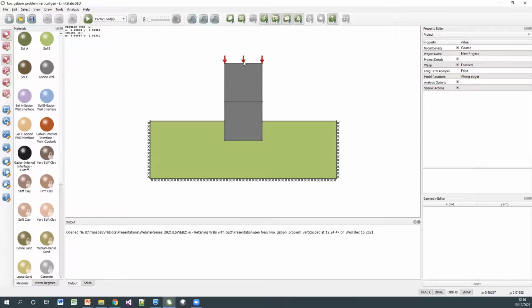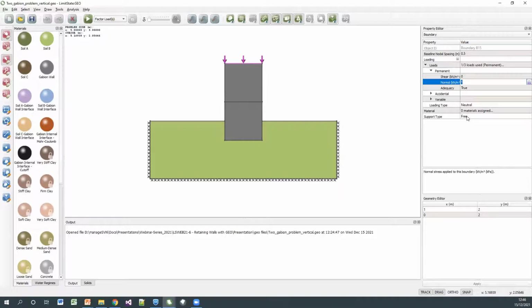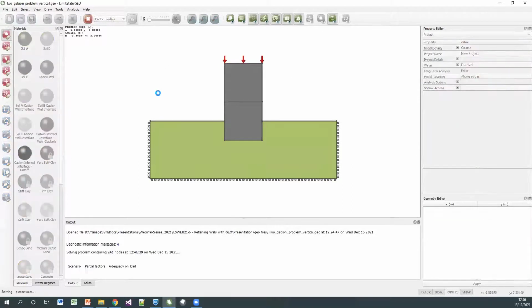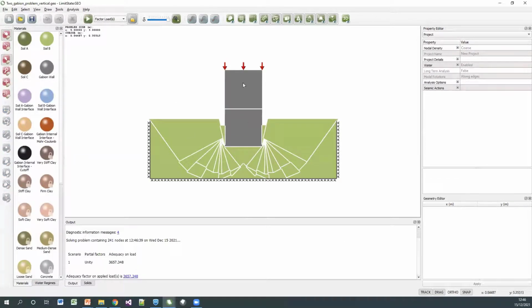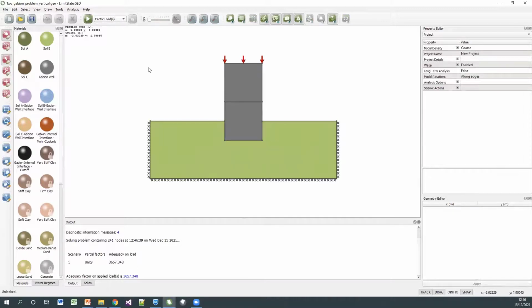So at the moment, what I'm going to do is just apply a unit load to the surface. So again, I click on the right, this value here in the property editor, it's a unit load and I've got adequacy true. So I'm just asking the software, how much bigger do I have to make that load to cause collapse? So if I click solve, what happens? Well, basically I push the 2 Gabions into the soil, I get a bearing capacity failure. I've set this soil strength to be very high, so I get a very high value. But that's what I'm not trying to demonstrate here.